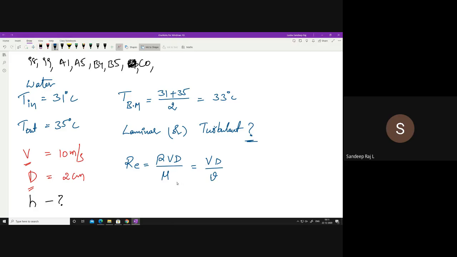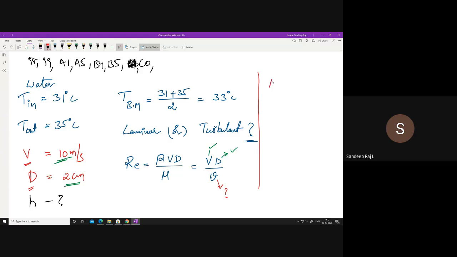In this Reynolds number formula, the velocity is given in the question as 10 meters per second. So velocity is known, and diameter is given as 2 centimeters. This value is also known. And now coming to nu, it is unknown, so you have to calculate it from the property tables.